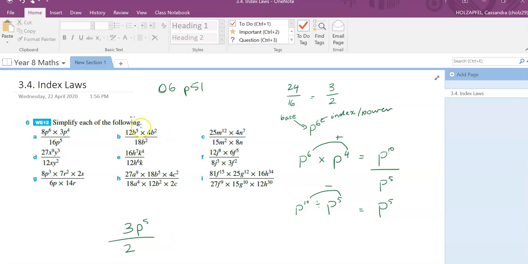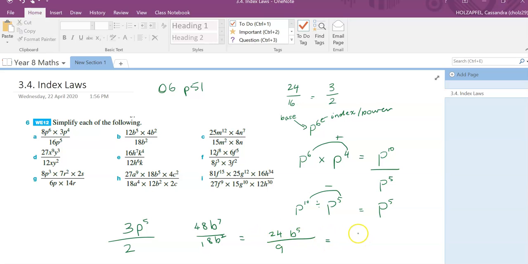Okay, so let's have another go. Let's do this one here first. 12 times by 4 is going to be 48. b to the power of 5 times b squared is going to make b to the power of 7, and then I've got 18b squared on the bottom. So let's simplify these numbers. They're both definitely divisible by 2. So let's start off by dividing by 2. That's going to leave me with 24 over 9. And then for our letters, b to the power of 7 divided by b squared is going to end up with b to the power of 5.